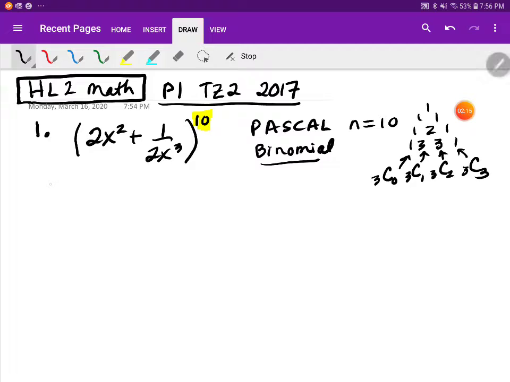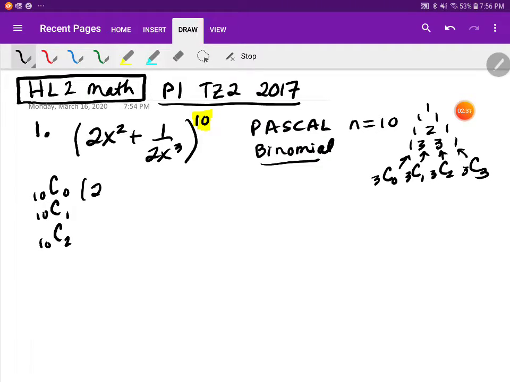So what I'm going to do is start it here. So this is nC0, nC1, nC2. And we'll see, oh, it's not n. n is 10. So 10C0, 10C1, 10C2. And you could also start with 10C10. So that's up to you.